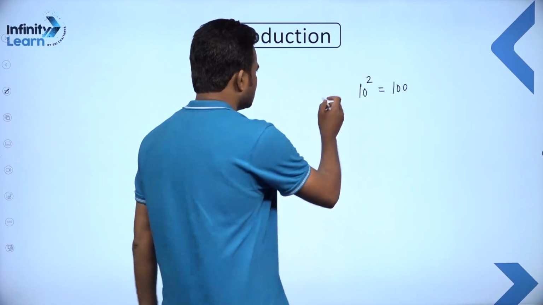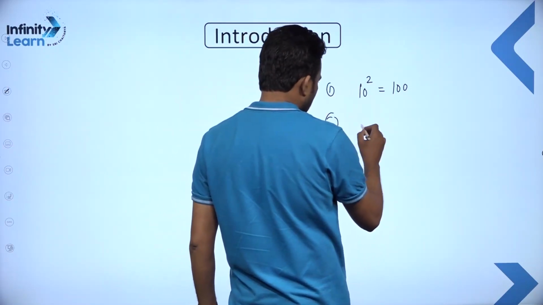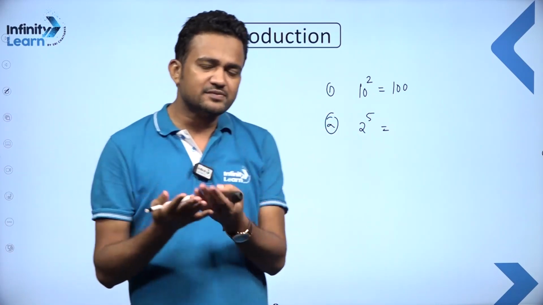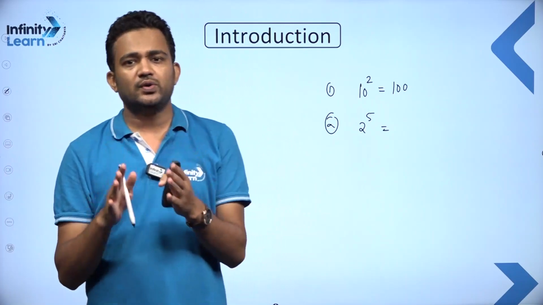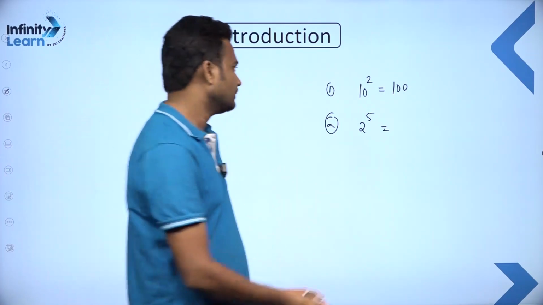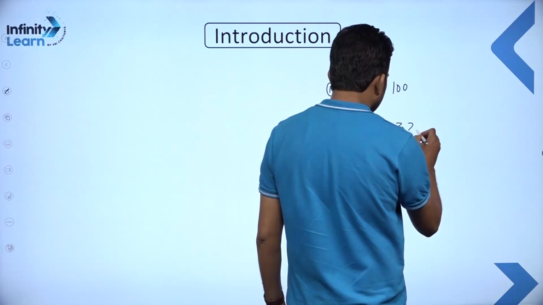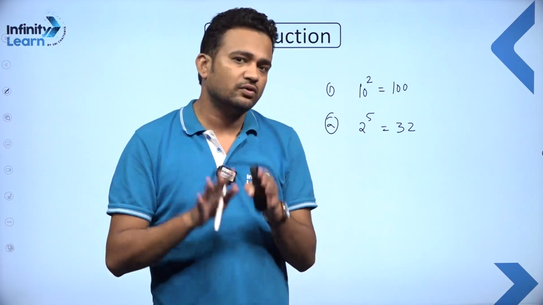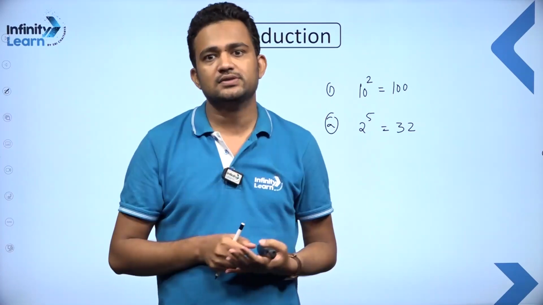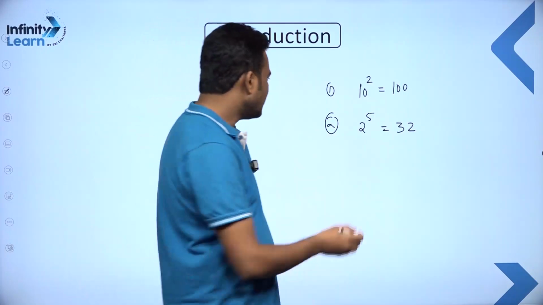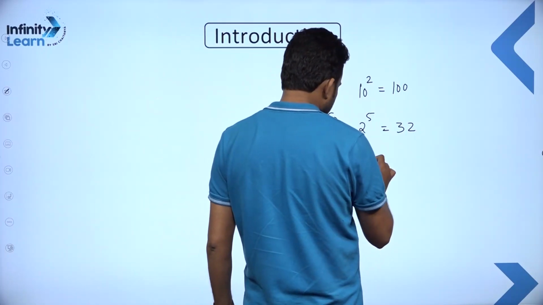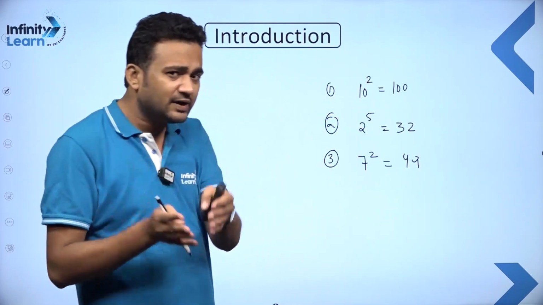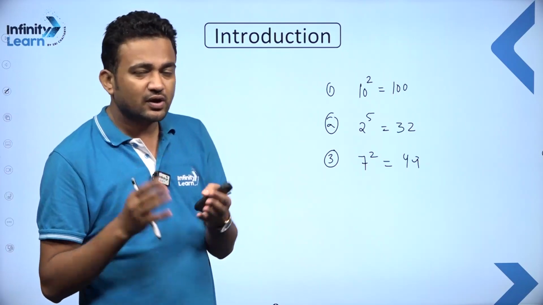Now if I ask, what is the value of 2 power 5? It means multiplying 2 five times: 2 into 2 into 2 into 2 into 2, you will get 32. But if I ask, how many times should we multiply 2 to get 32? Then your answer should be 5. That is the exponent in this case. If I ask, what is the value of 7 square, your answer is 49. Or if I ask how many times we should multiply 7 to get 49, then our answer is 2.